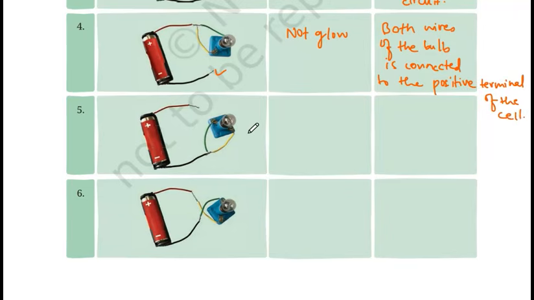Now if you see this one, in this also it will not glow. Now I want the reason from you. What did I just say? That one should be connected to the positive terminal, the other wire or the other end should be connected to the negative terminal of the cell. But here again you see both the wires of the bulb are connected to the negative terminal of the cell. So in this case it won't glow. Again the same reason, both wires of the bulb are connected to the negative terminal of the battery. Let me write the entire thing for you.